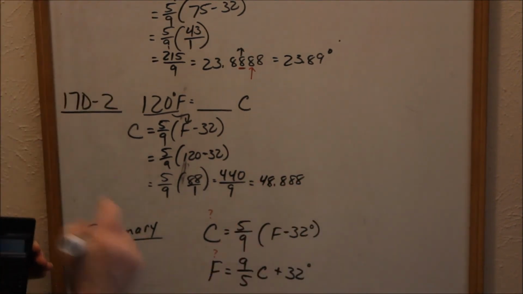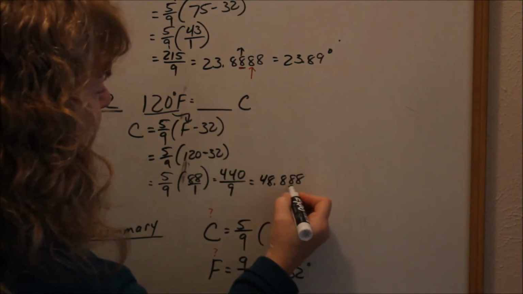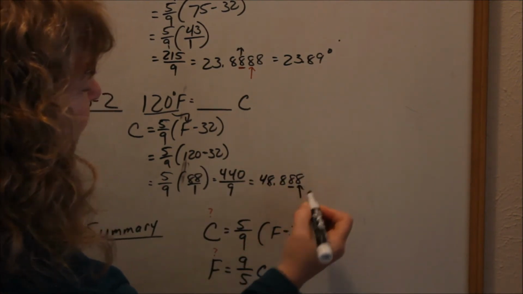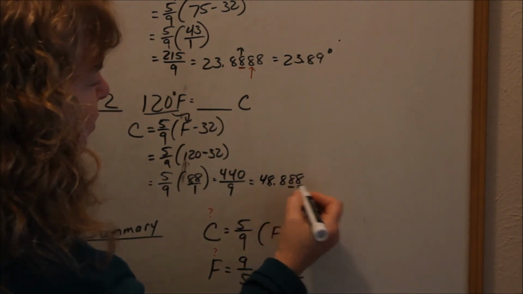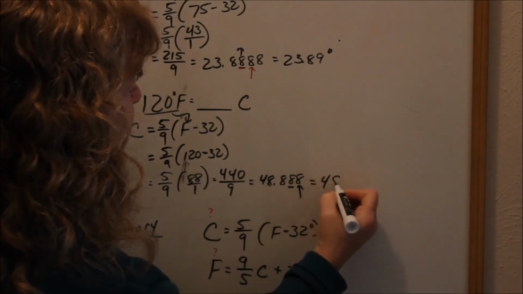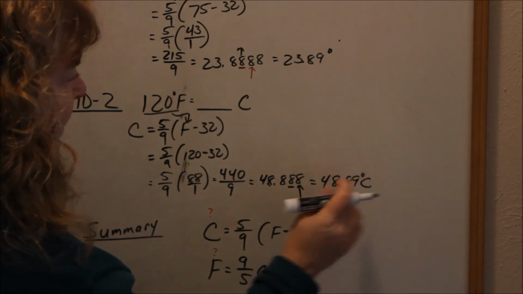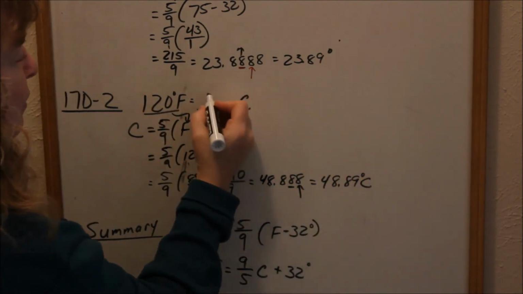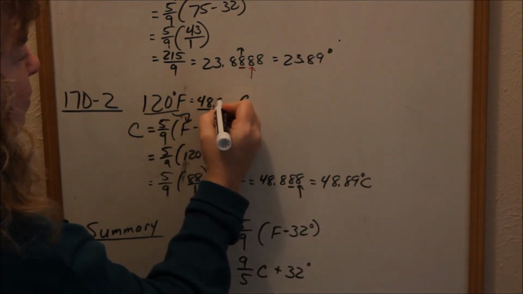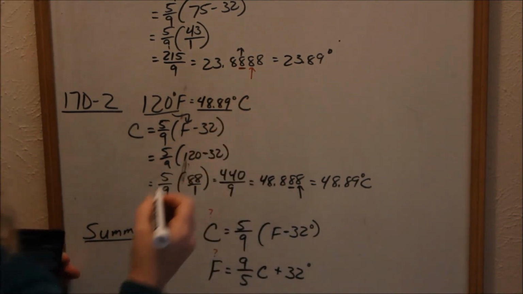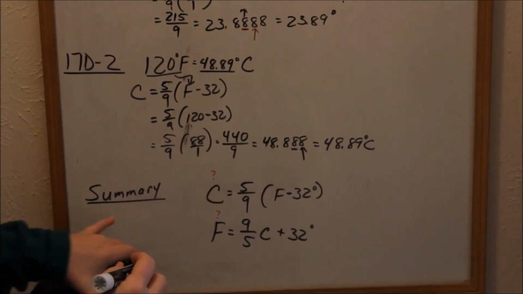48.888. And if I want to just round to 2 decimal places, I want to stop here. I look at that one. 5 or more, raise the score, so we'll round up to 89. So it would be 48.89 degrees Celsius. So 120 degrees Fahrenheit is the same thing as 48.89 degrees Celsius.